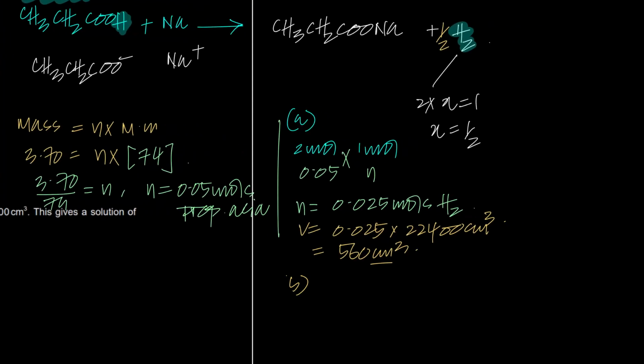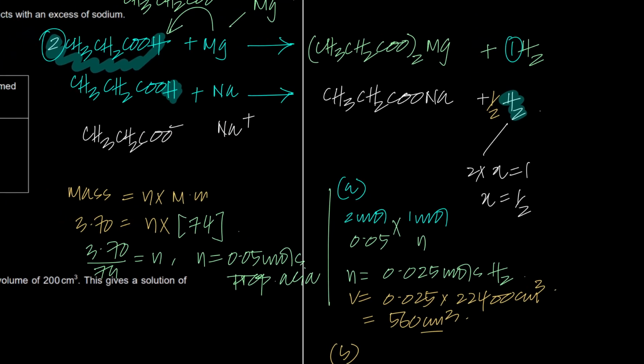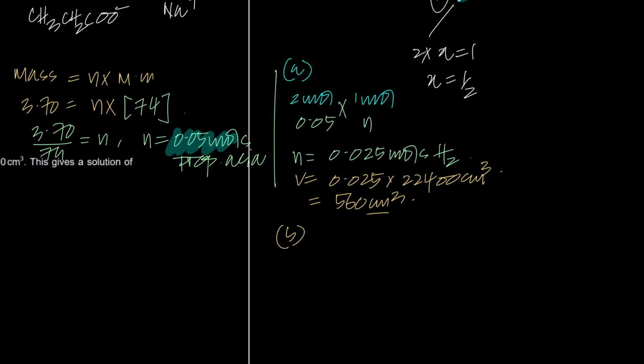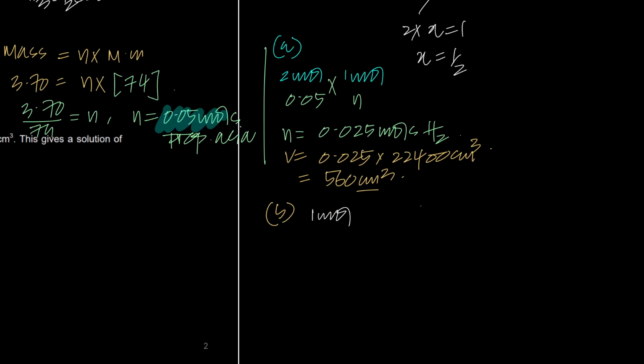For B's case, you know that you had these many moles of propanoic acid, didn't you? And you know that 1 mole of propanoic acid gives me half a mole of hydrogen, or 0.5 moles of hydrogen. 0.05 moles of propanoic acid would give me how many moles of hydrogen? Cross multiply, what do you get? 0.05 into 0.5.